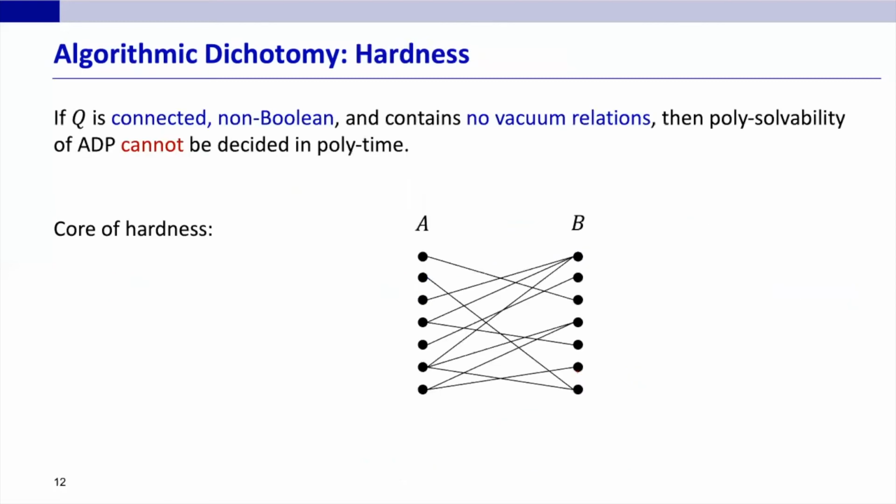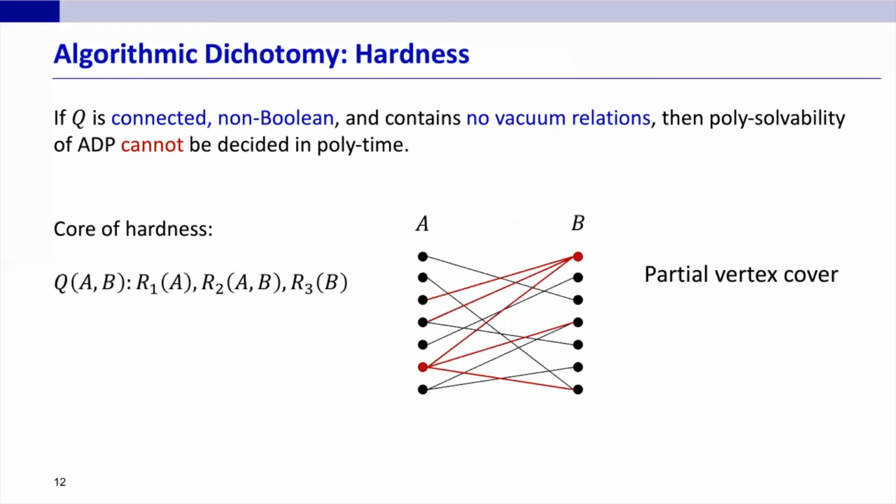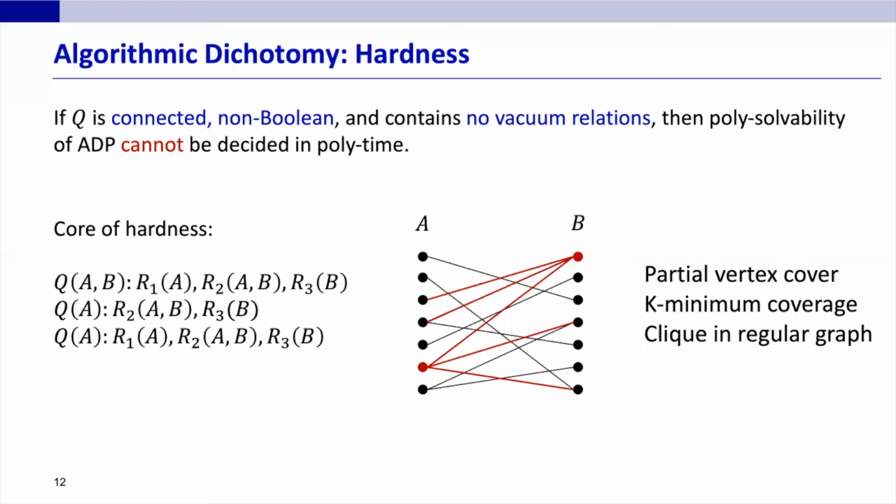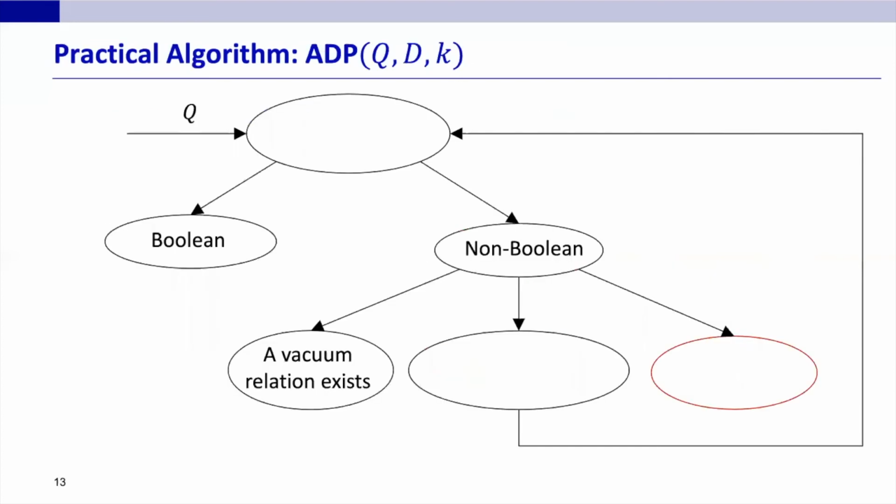It's worth mentioning that the hardness of the ADP problem comes from bipartite graphs. For example, this query is exactly captured by the partial vertex cover problem, which finds the smallest number of vertices such that at least k edges can be covered. How to prove their hardness and how to map general queries to this hard case can be found in our full paper.